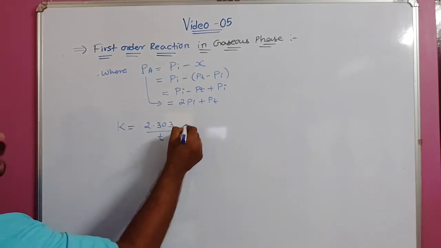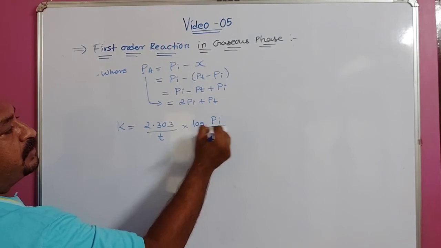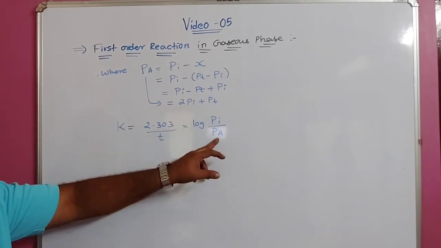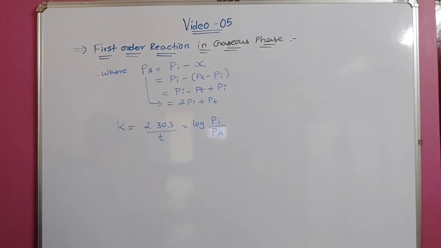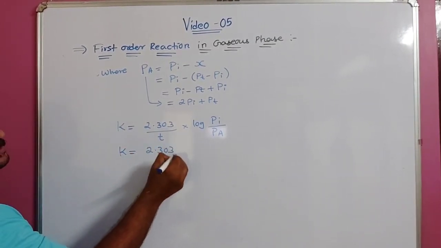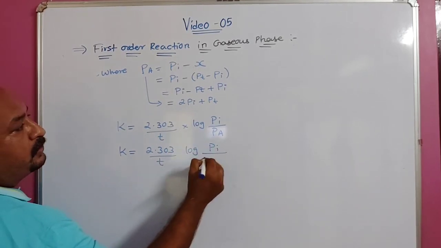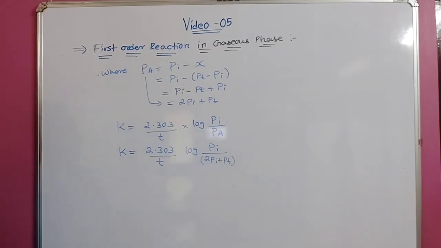Into log initial Pi upon Pa. Like this we were writing, if you remember. That is initial upon Pa. Understood this part? Okay. So now what is Pa? So I will substitute that value. So K is equal to what? 2.303 by T into log Pi upon 2 Pi plus Pt. Like this it will come.